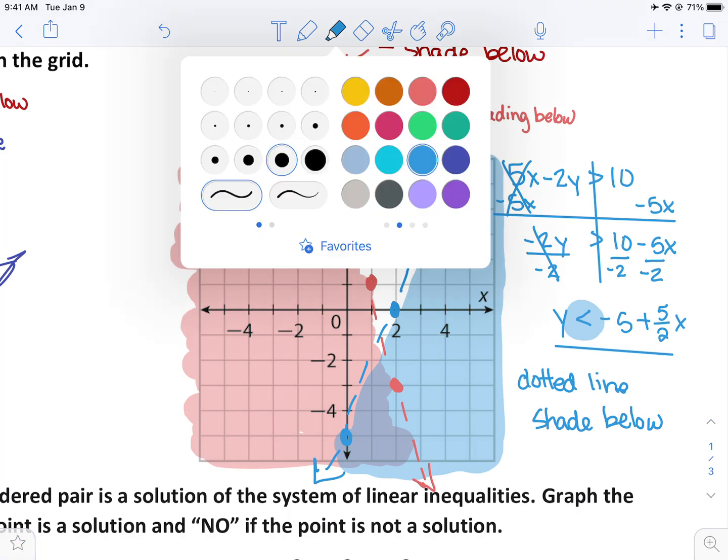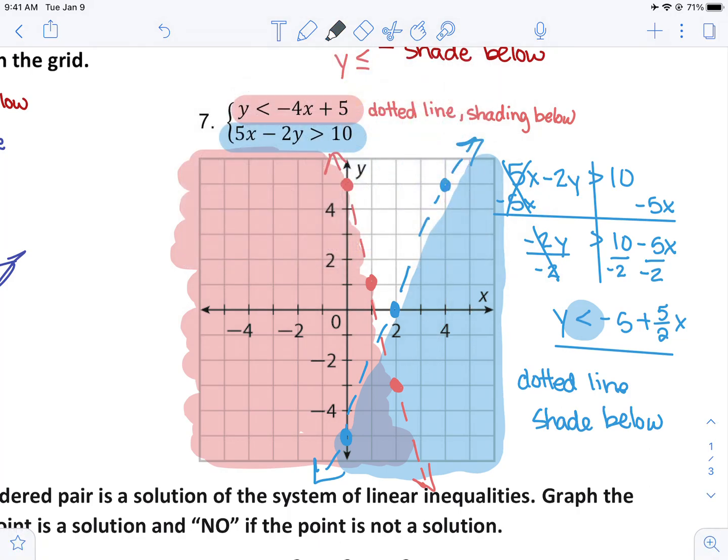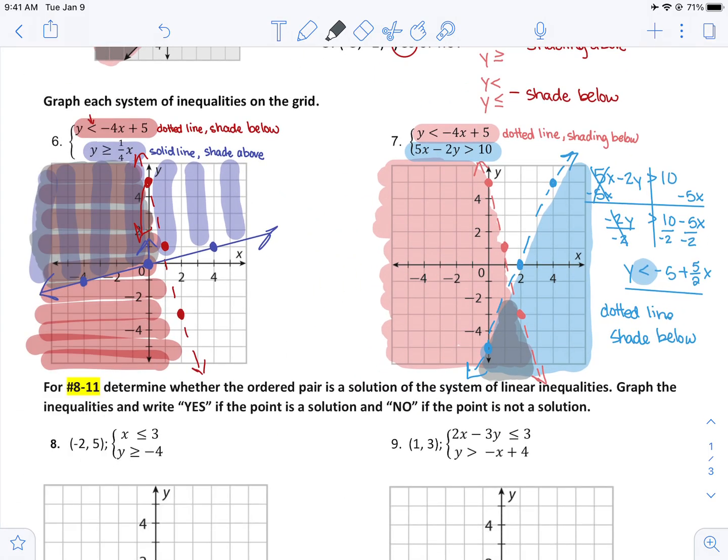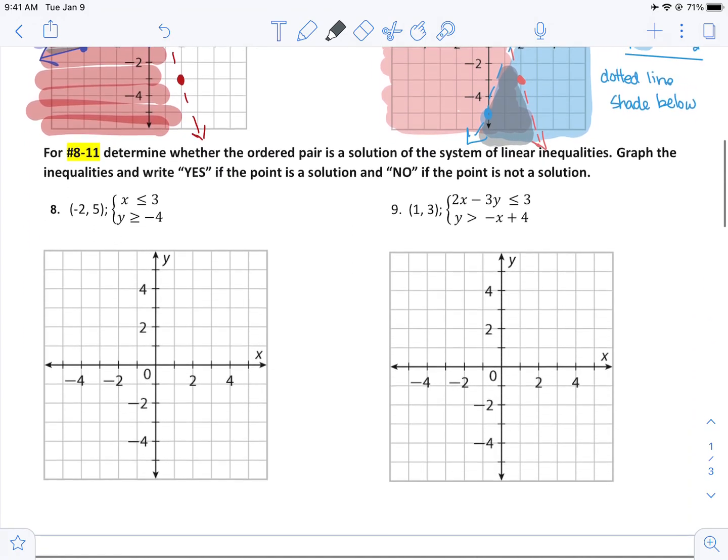Okay, again, I'm looking for that shading that overlaps, which is this little chunk right here. So that would be our solution to the systems of inequalities. So we're looking for points that would fall in that area. Because both of my lines are dotted, it cannot fall on either line. Whereas the first equation, it could fall in that purple line area as long as it was still in that pink area. Okay, so moving on.